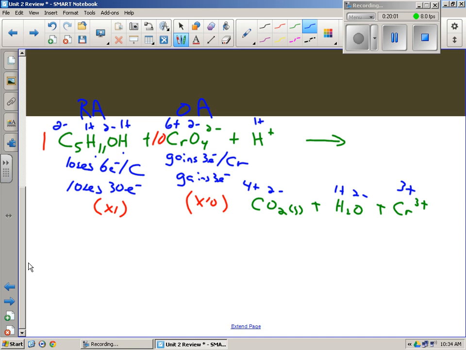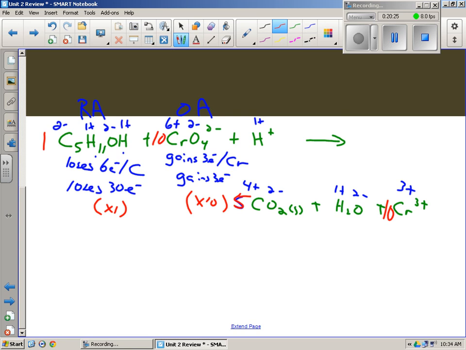Now, you got 5 carbons here. So right here, I'm going to put 5 carbons there. That's done. Okay, I can't change it. 10 chromiums means I got to go to here and put 10 chromiums. All right. H plus leave till the end. Water's the next thing you should be balancing because oxygens are going to be a little more tricky, of course.